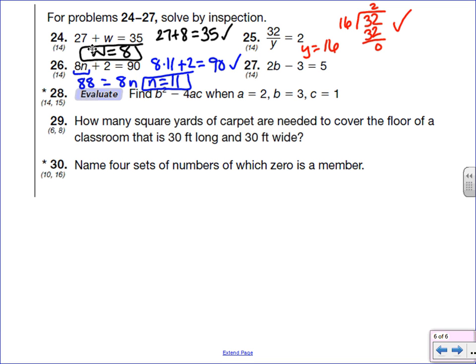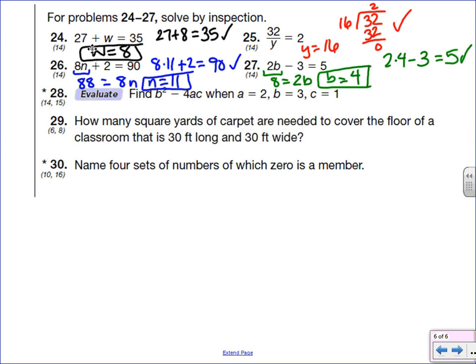So 2 times the number minus 3 gives me 5. So this number here, minus 3, has to give me 5. So that has to equal 8. So 2 times b has to equal 8. Well, 2 times 4 gives me 8. So let's double check. 2 times 4 is 8, minus 3 is 5. That works out.